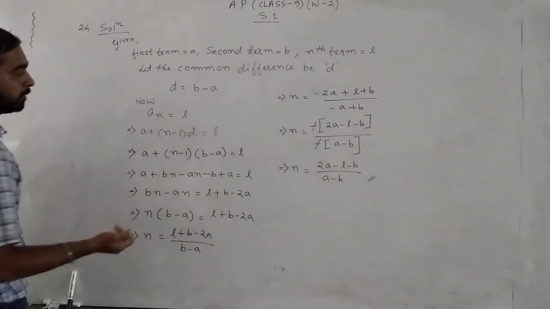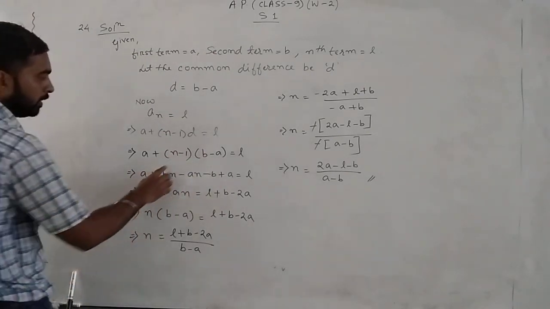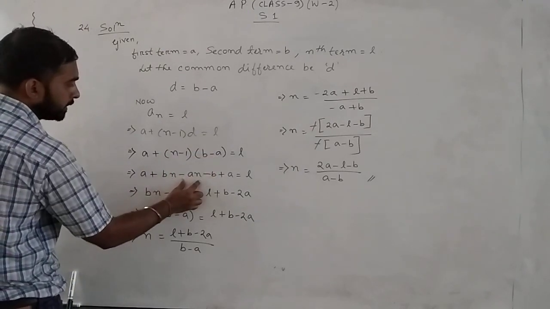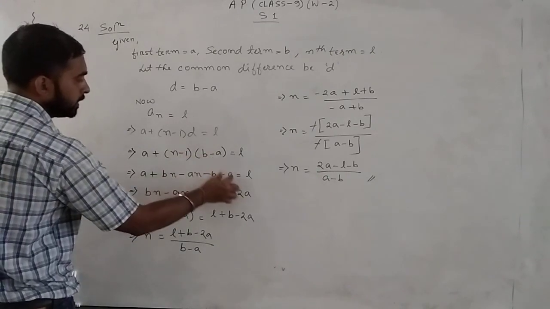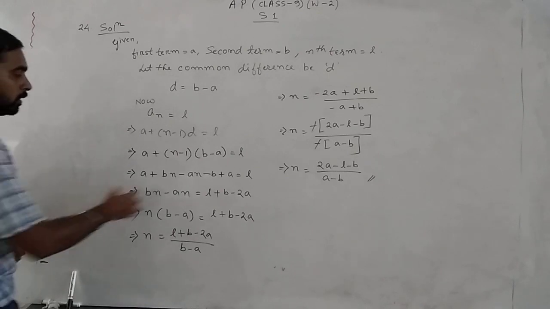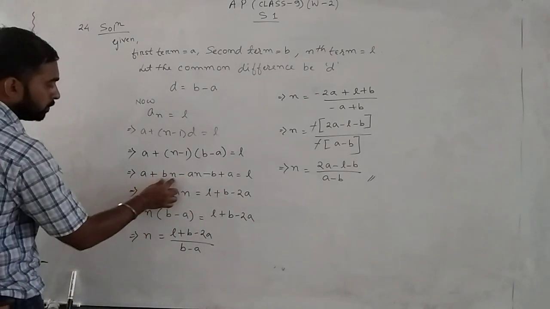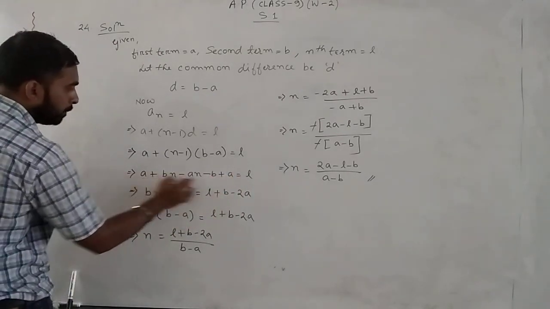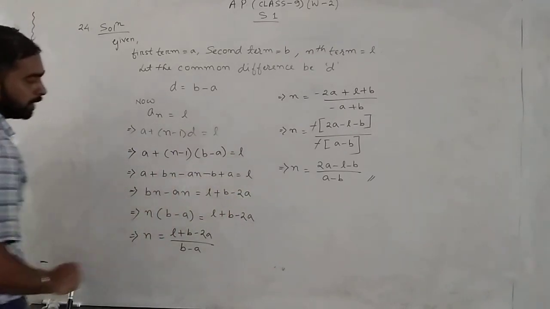Then I multiply it directly: multiplication of a binomial by a binomial. B into n, Bn, minus A into n, minus An, minus 1 into B, minus B, minus 1 into minus A, plus A, equals L. Then I keep all the n terms on the left hand side and take the other terms to the right hand side. So Bn minus An equals L. A plus A is twice A, so it becomes minus twice A. Minus B becomes plus B.